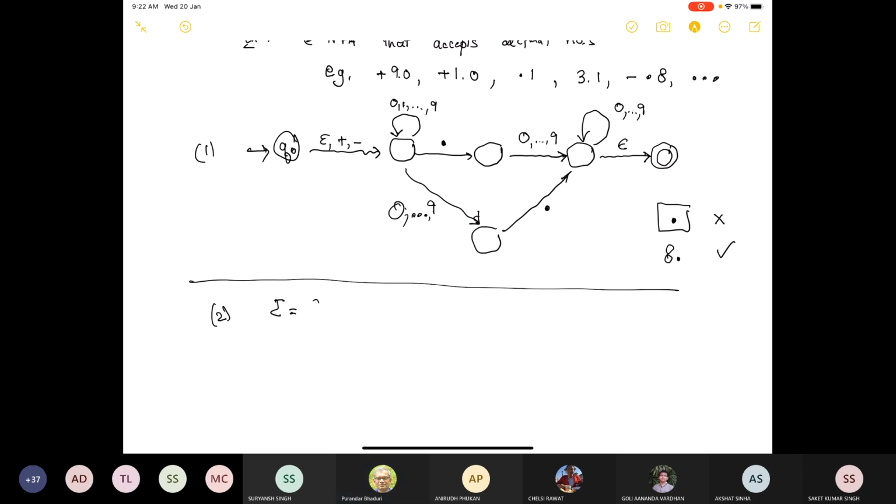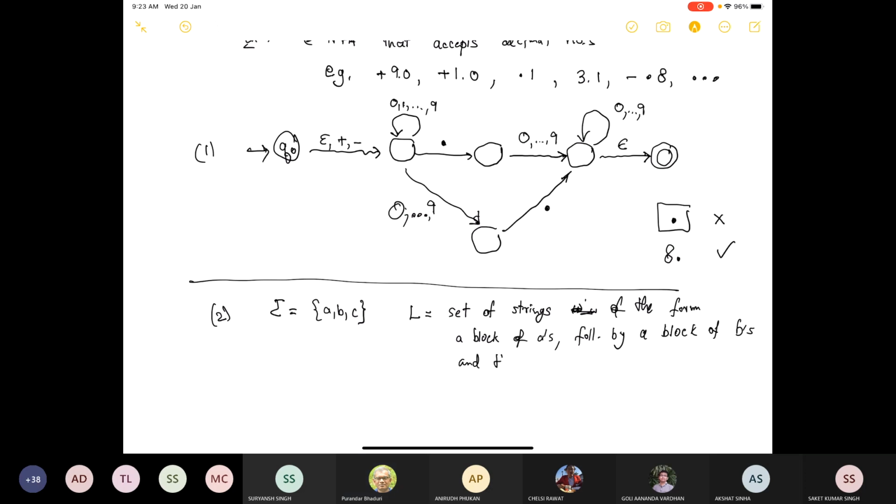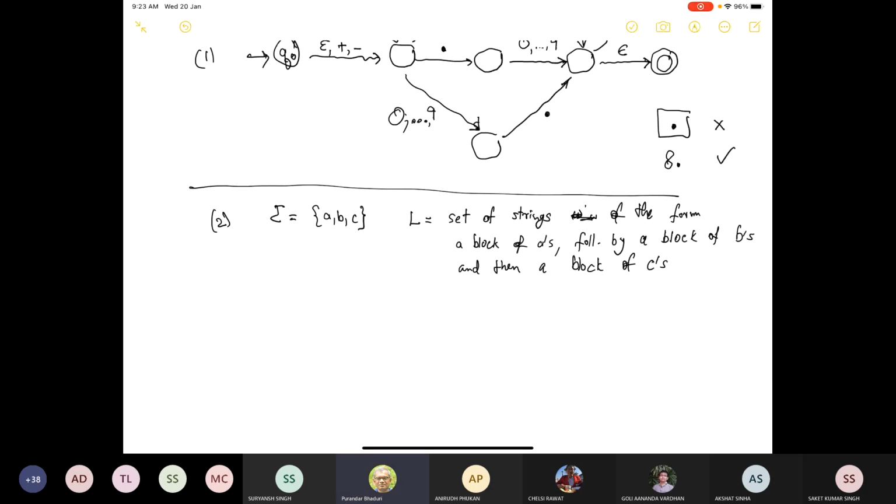If the language is the set of strings of the form a block of A's followed by a block of B's, and then finally a block of C's. Of course, you can design a DFA or an NFA for this, but using epsilon transitions, it is quite simple.